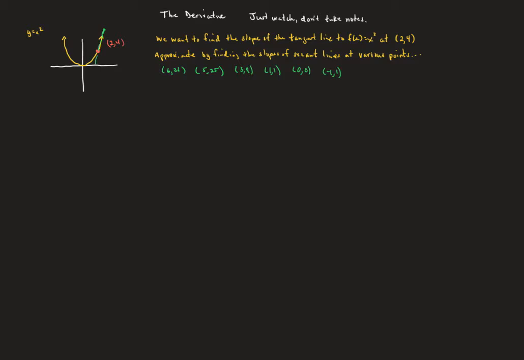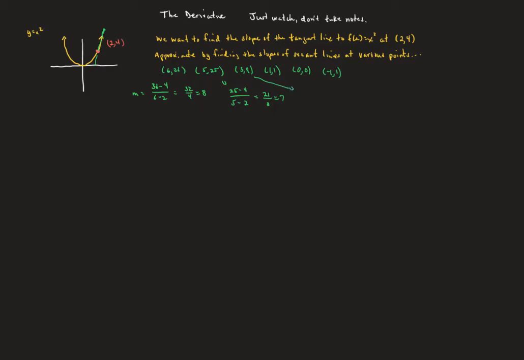So to do that, we're going to go y2, 36, minus y1, 4, over 6 minus 2. And so that slope of the secant line is going to be 32 divided by 4, which is 8. And then we'll do that for (5, 25). So we'll go 25, the y-coordinate, minus 4, the y-coordinate of our anchor point, over 5, the x-coordinate, minus 2. So that's going to be 21 over 3, which is going to be 7.